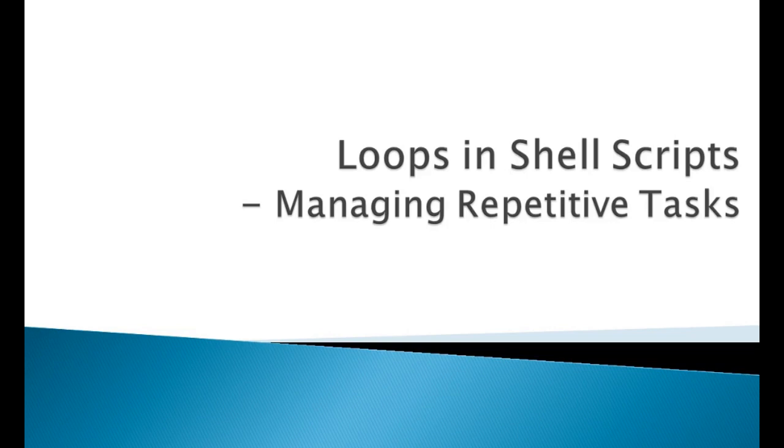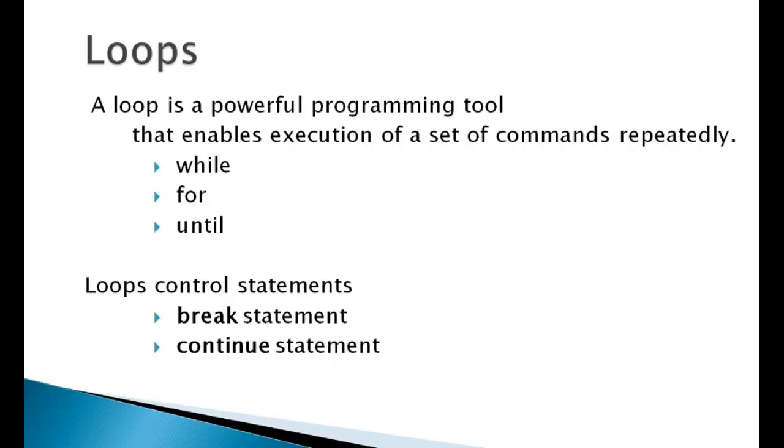Hello everyone. Today we are going to see loops in shell scripts. What are loops? What are they used for? Loops are used for managing repetitive tasks. So it's a powerful programming tool that enables execution of a set of commands repeatedly until some condition is satisfied. You have got three types of loops: while, for, and until. You also have some loop control statements: break statement and continue statement.